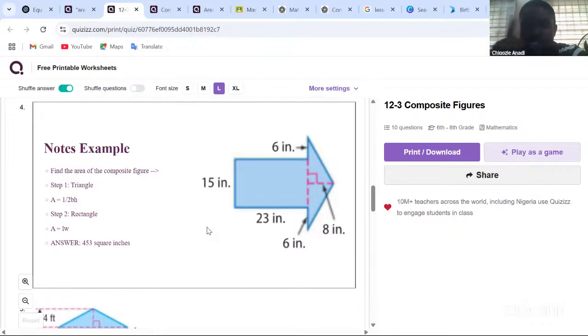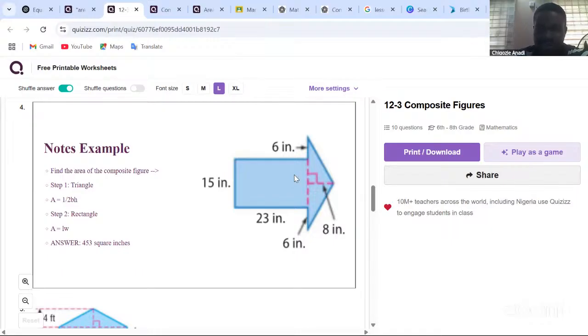Now, the first thing you need to do for every irregular shape is to identify the regular shapes that make up the irregular shape. What are those individual regular shapes that make up these composite shapes? Do you get me? Okay, you don't get me. Okay. Look at this irregular shape you're seeing here now.